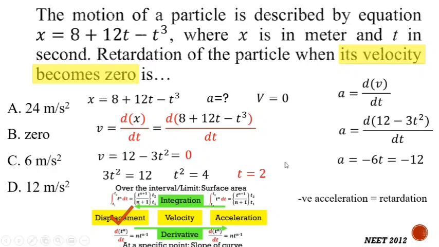That means if you put t equal to 2 seconds here, we will get the retardation equal to minus 12, and the correct option is 12. That is option D.